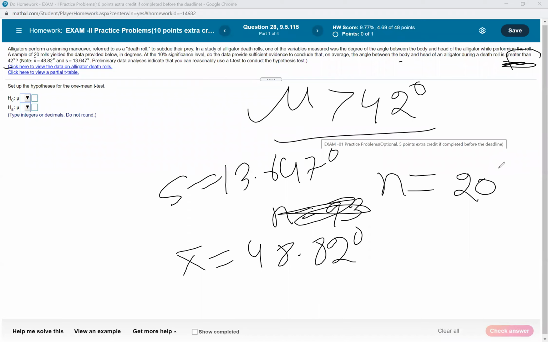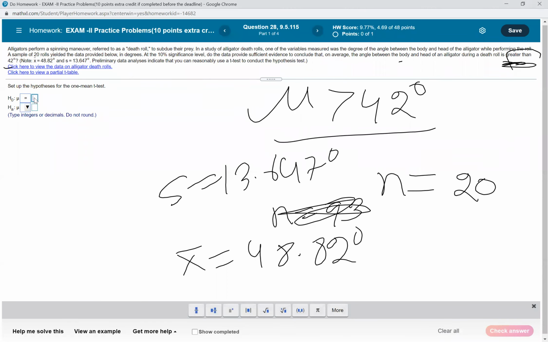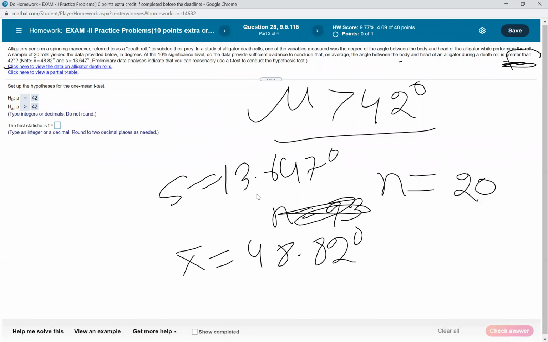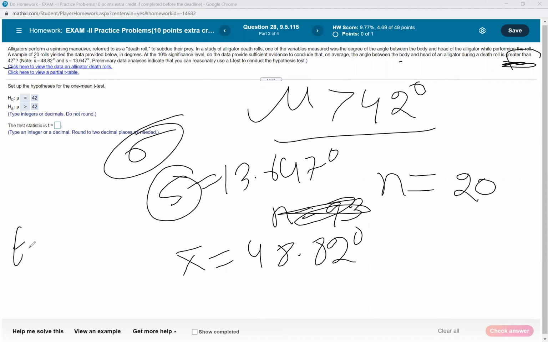Okay. So this is a right tail test, we already know. So that means mu is equal to 42 degrees under the null, and the alternative is mu greater than 42. Okay, so now we will be using the t-test. Why? Because we do not know the sigma value. We know the sample standard deviation. So you have to use t observed equals x bar minus mu 0 over s over square root of n.